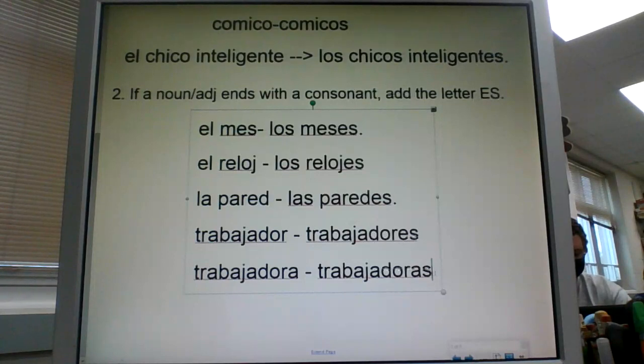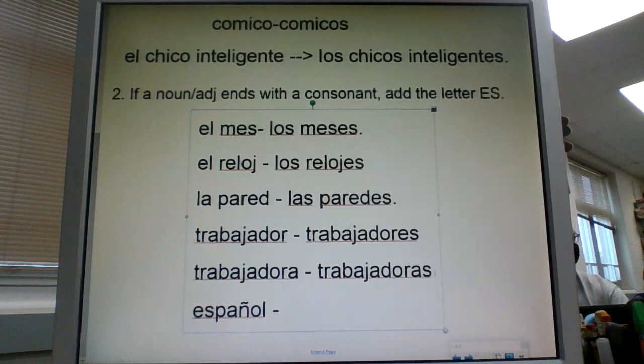How about the Spanish people? Español. Those are the Spaniards, or a Spaniard. How do I make a Spaniard to Spaniards? Alright, basically, remember, same word, and add the letters E and S. Okay, good.